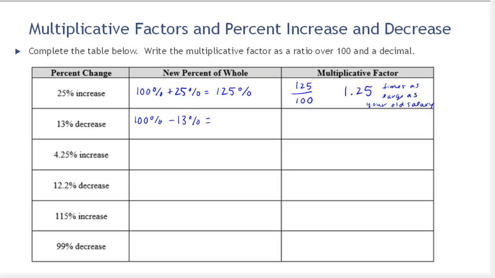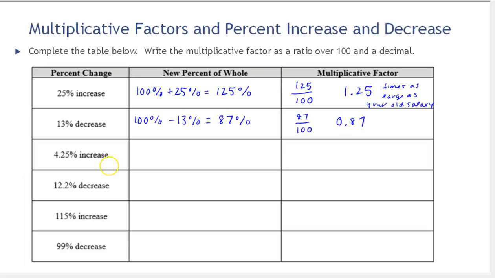Okay. So we said the new amount wasn't 13% of the original price. You subtract off 13%, which means the new percent of the whole of the sale item would be 87% of the original amount. As a multiplicative factor, this is 87 over 100. And to write this as a decimal, we'd write 0.87.